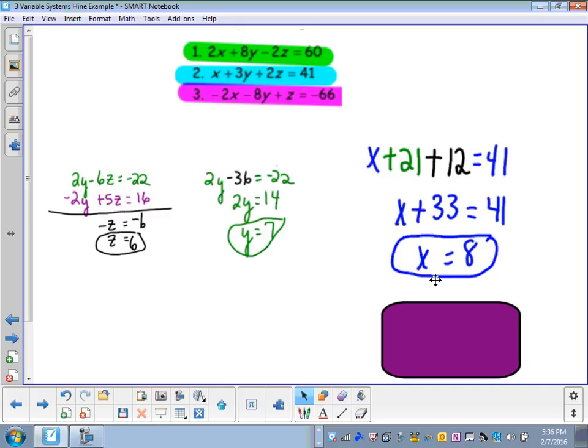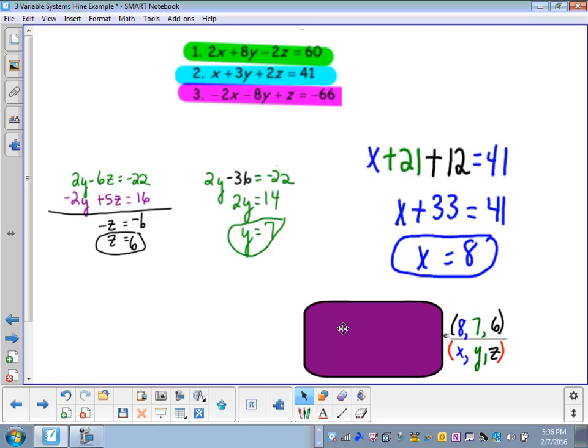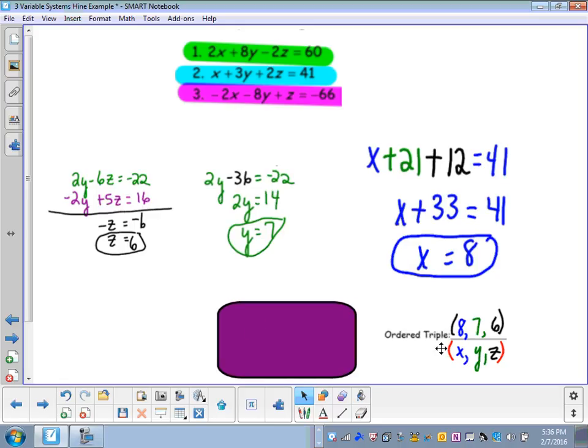So at the end, my answer is x is equal to 8, y is equal to 7, and z is equal to 6. And the way we write it as an ordered triple, we're going to write it alphabetically, x, y, and z. So my answer or solution would be 8, 7, 6. And that's how you solve a system of equations with three variables.